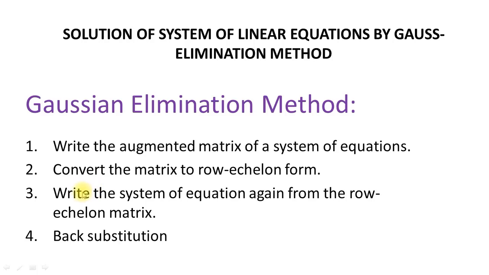And third step, write the system of equations again from the row echelon matrix. And at the end, using back substitution, find the value of unknown variables which appear in the given system of linear equations.